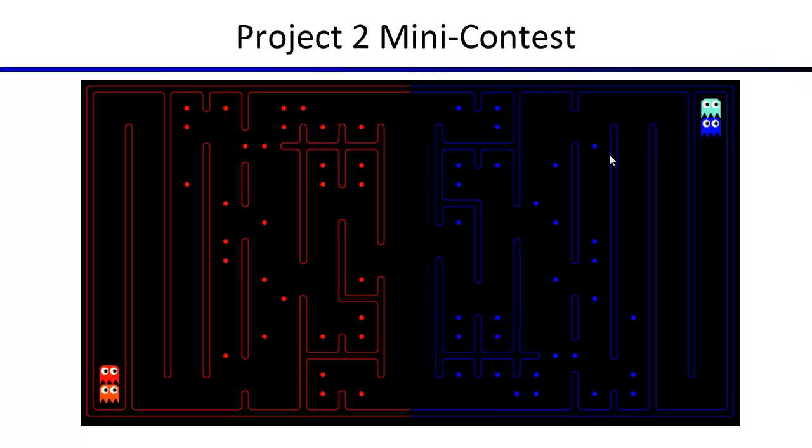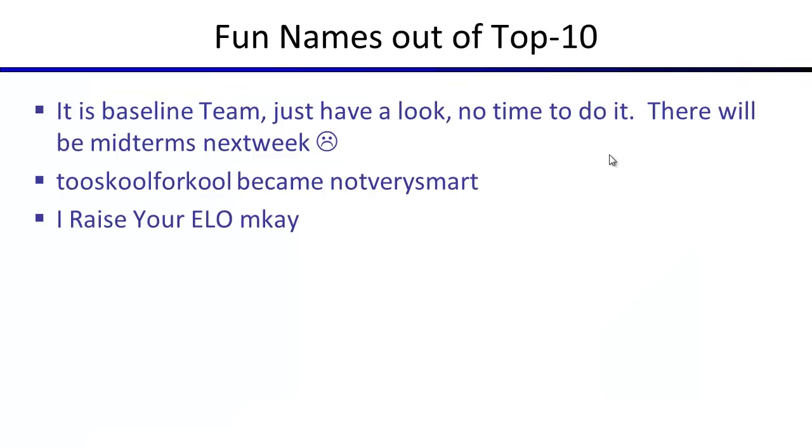All right. Fun names that are not in the top 10, because we'll see all of the top 10 later. It's baseline team. Just have a look. No time to do it. There will be midterms next week. And an unhappy face about that. Too School for Cool, who was one of our top contenders last time, became not very smart. I Raise Your ELO, MK, raised everybody's ELO rating, being the one ranked at the very bottom. Thank you from the entire set of participants.